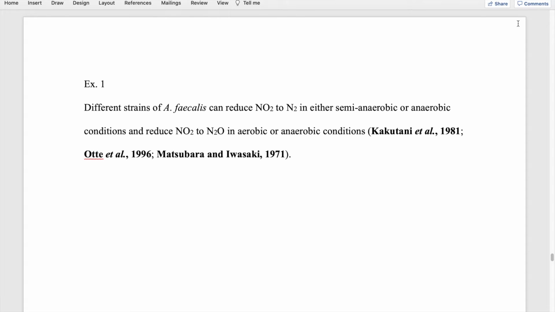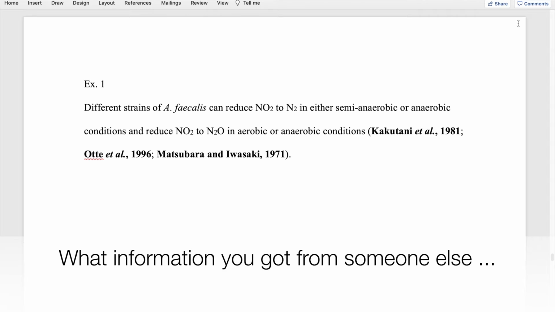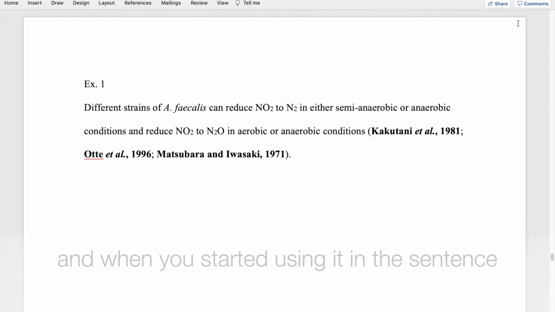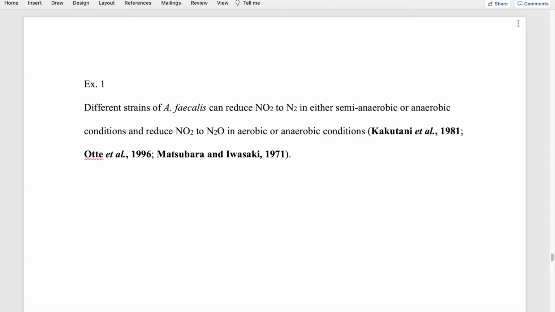A reader needs to know exactly what information you got from someone else and when you started using it in the sentence. In example 1, the author cited 3 sources at the end of the sentence: Kakutani et al., Ote et al., and Matsubara and Iwasaki.